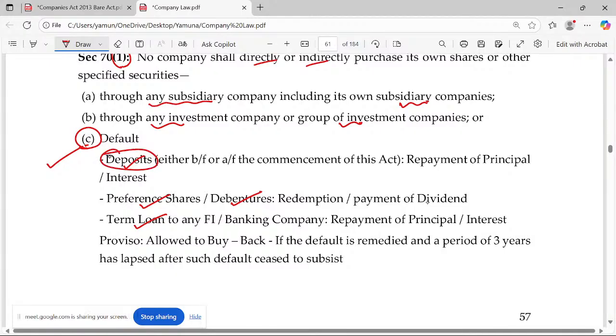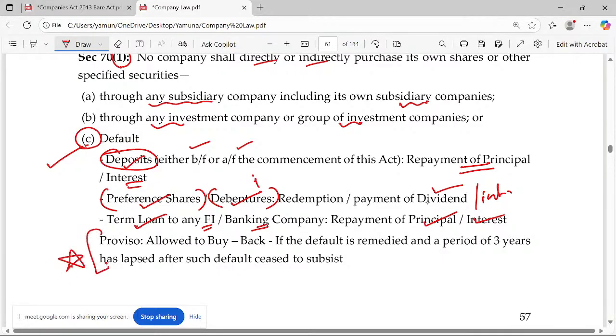When we say deposit, either before or after the commencement of this Act, it covers not only the principal amount but also the interest amount. When we talk about preference shares or debentures, not only the principal amount, the main amount, but also the dividend, or interest as the case may be. And when you say term loan to any financial institution or banking company, it means repayment of principal and interest.